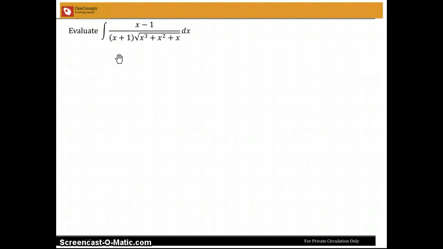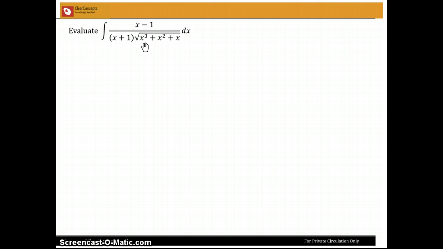Okay, we have to evaluate this integral of (x minus 1) divided by (x plus 1) into the square root of x cubed plus x squared plus x dx. Now, under this root, there is an x cubed plus x squared plus x, and that's an expression that we're not normally encountering. So this is the one that's going to guide what we're thinking.